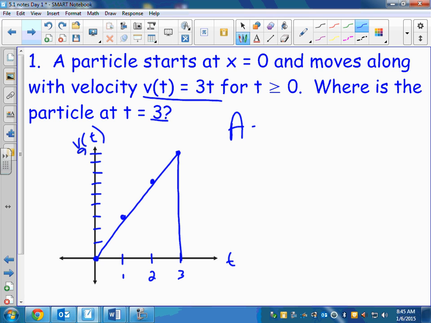So the area is one half base times height. And the nice thing is you have a graph so you can see that the base is 3 units long and the height is 9 units long. And that would be 27 halves.